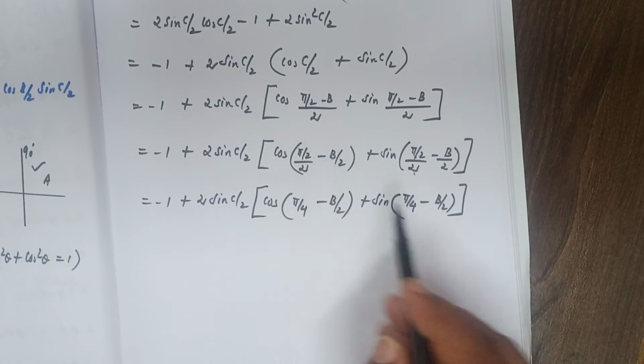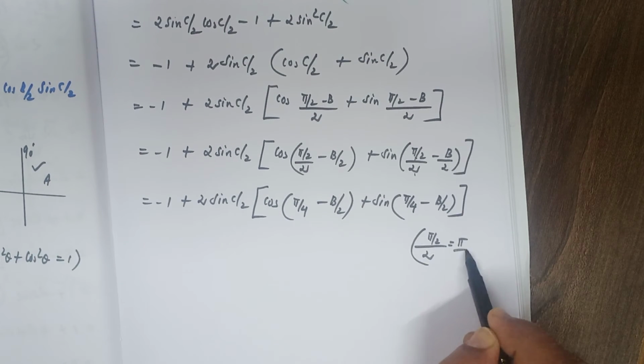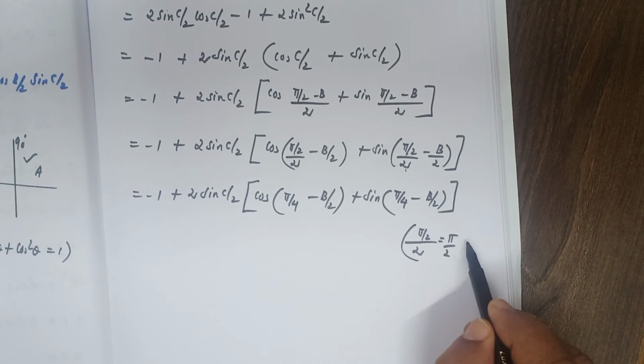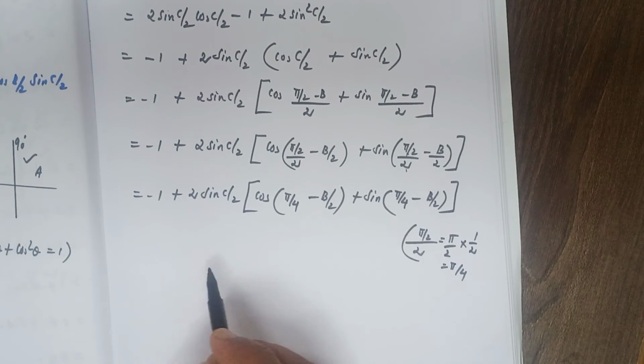If you have doubt, I will work it out here, you just listen. Pi by 2, write the numerator as it is, and division becomes multiplication. The reciprocal of 2 is 1 by 2, that is equal to pi by 4. Pi into 1 is pi, 2 twos are 4.